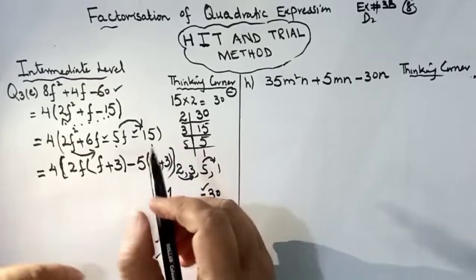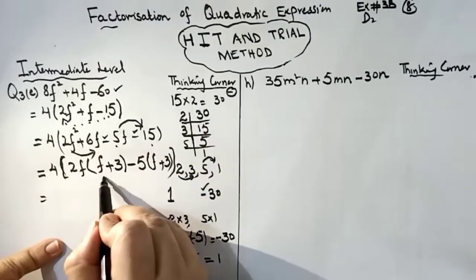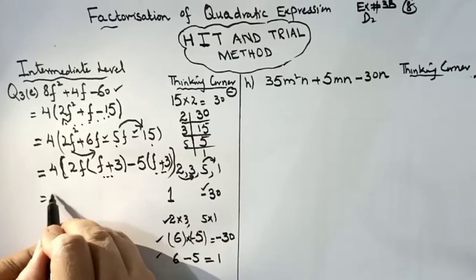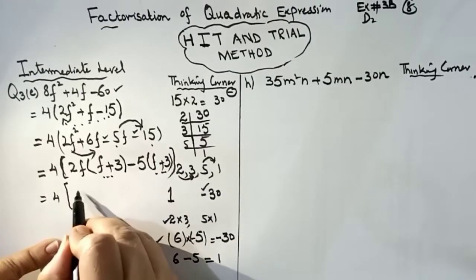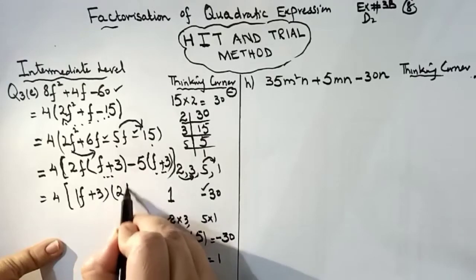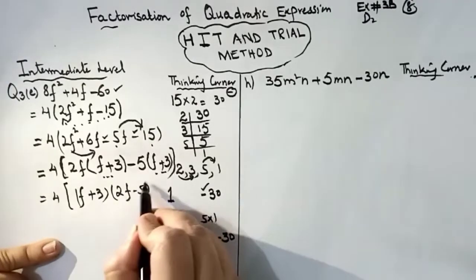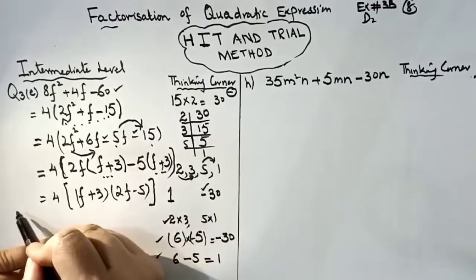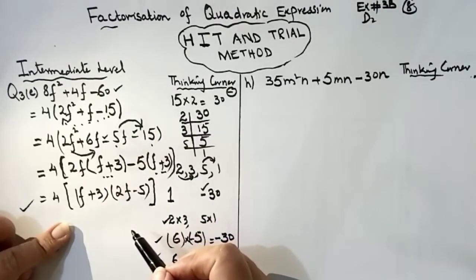Sorry, this is plus. Okay, then what I have to do, I can see that this group is common, so I have to extract it out. F plus 3 and 2f minus 5. This is the last step for the question. I hope you have understood the question.